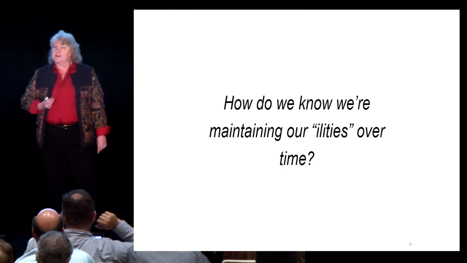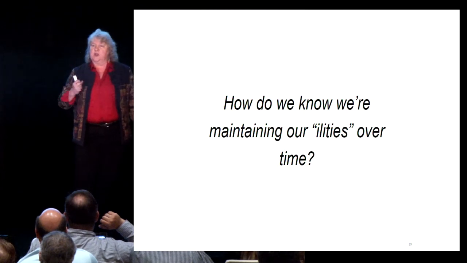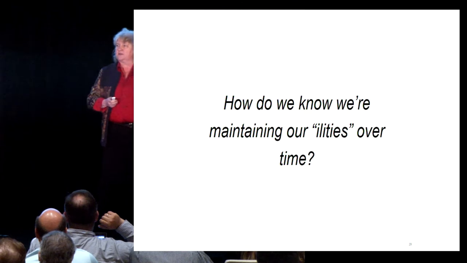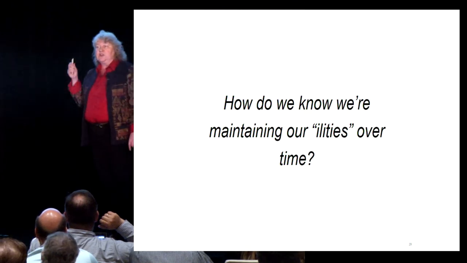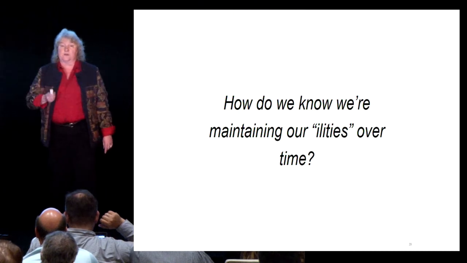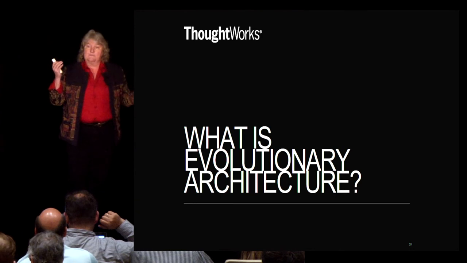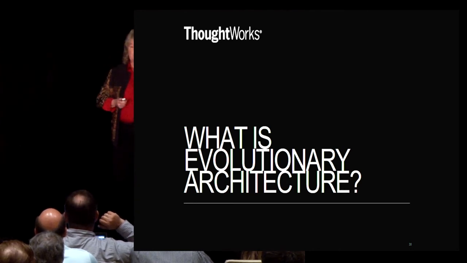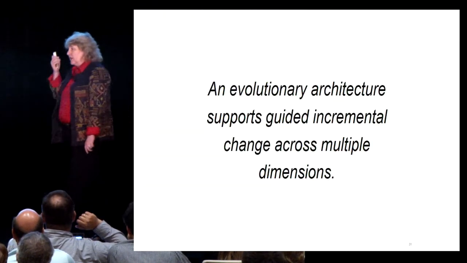We also, as architects, we love our ilities. But how do you know when your system is out in the wild, that those ilities are being maintained? How do I actually know that my system continues to exhibit the architectural characteristics that I want it to? So those are all the questions. And I will propose to you that this technique called evolutionary architecture is what is going to help us get through this.